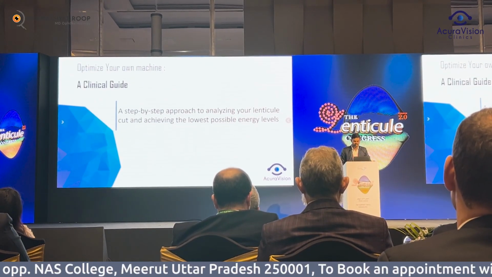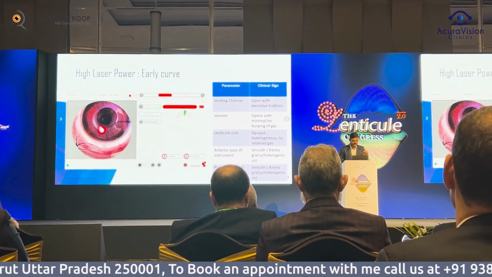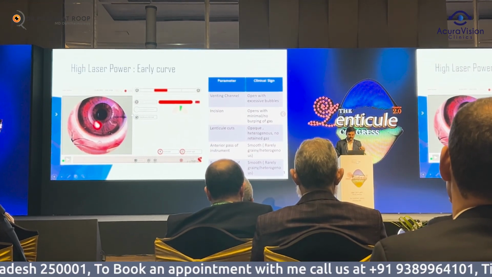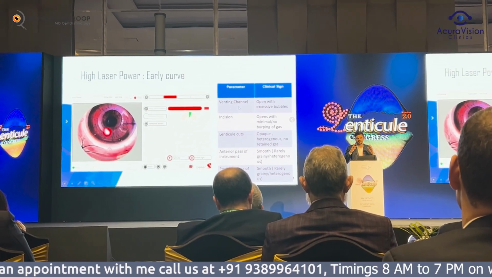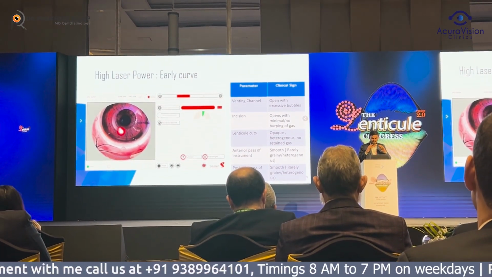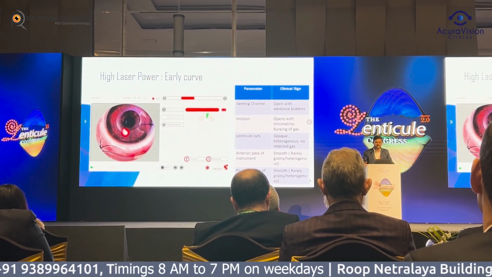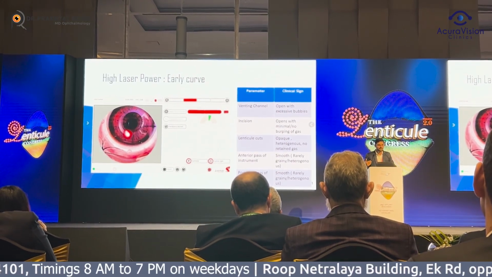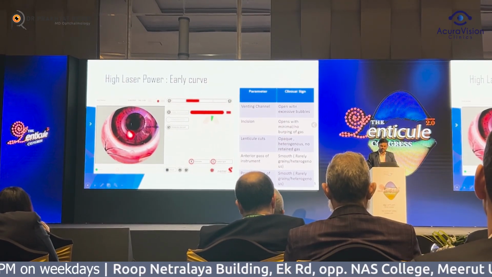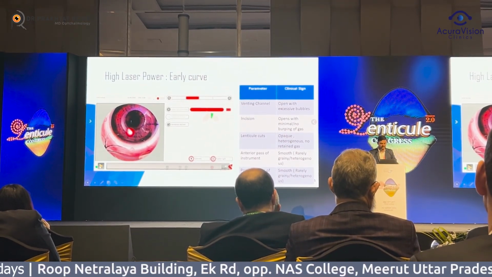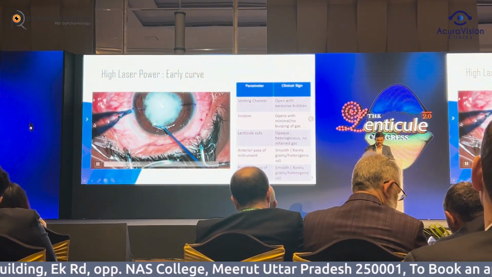So it's a step-by-step approach to analyzing your lenticule cut and achieving the lowest possible energy levels. So there are a few things that I want you to focus on. The first is the venting channel. Now the venting channel plays a kind of a googly for us in this particular machine, because it's like a pressure release valve. When you have too many bubbles, the venting channel will open and the bubbles will egress out of it. So if you have an open venting channel with excessive bubbles, you should think that you are already in a state where you are giving too much energy.